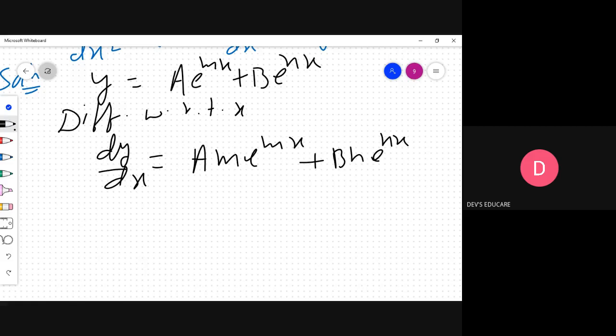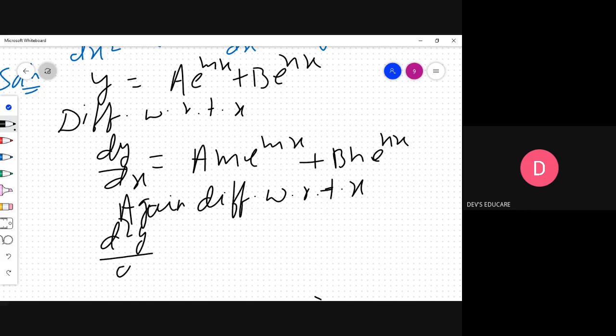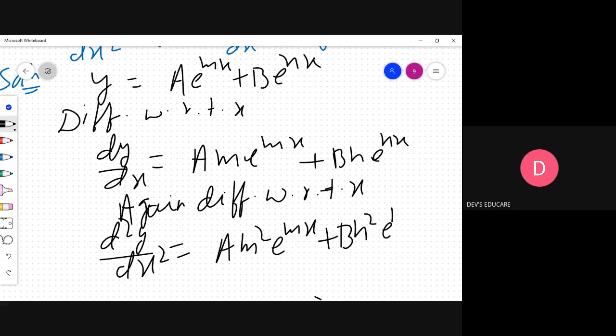The derivative of any exponential function remains the same. So d2y by dx square. Again differentiating with respect to x, d2y by dx square equals a m square e to the power mx plus b n square e to the power nx.